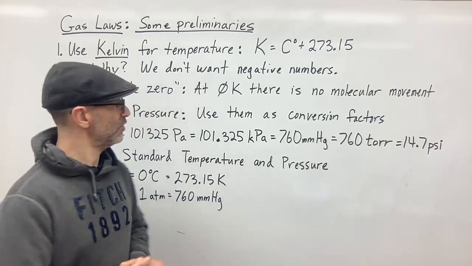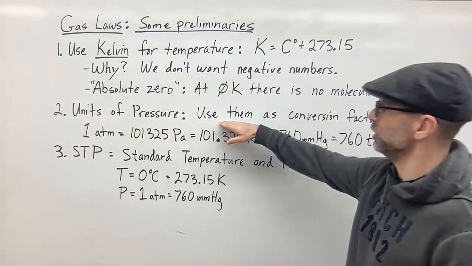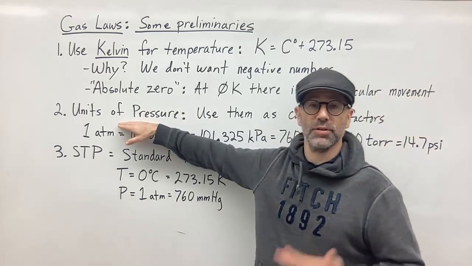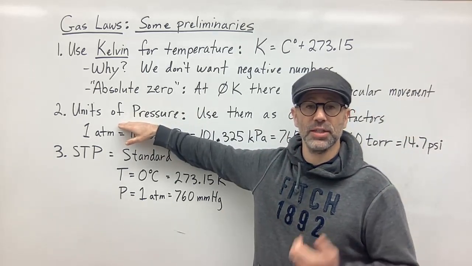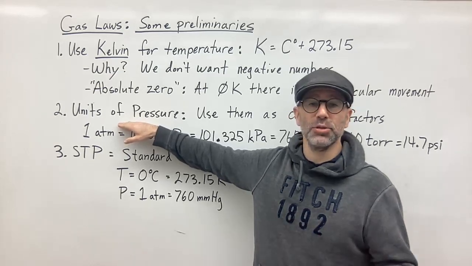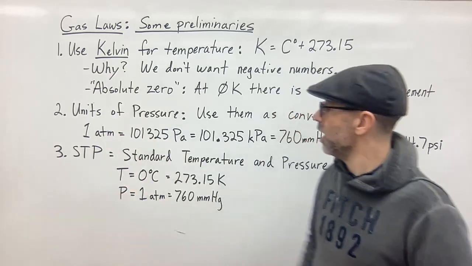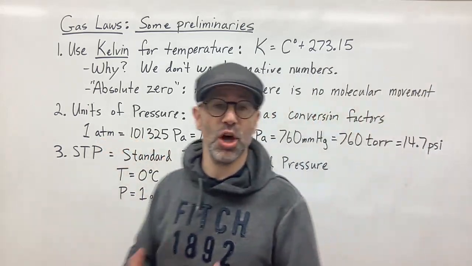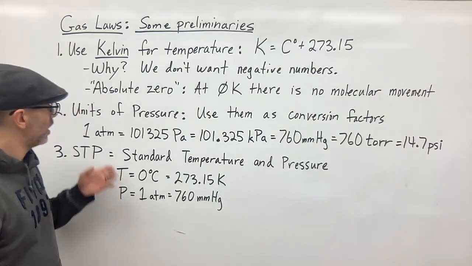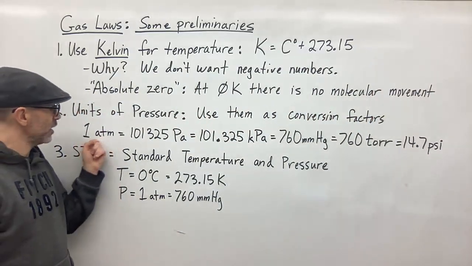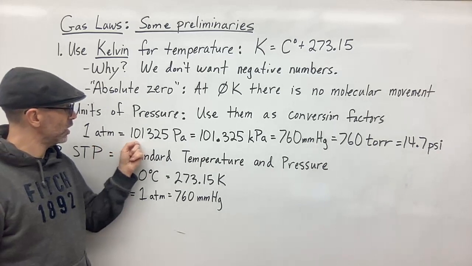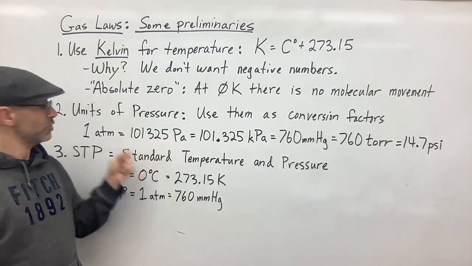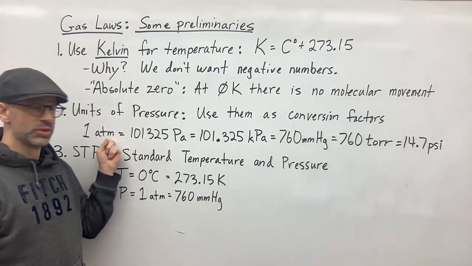Okay, the second thing is units of pressure. We need to use units of pressure for some of our gas laws, and so you need to know how to convert between certain units of pressure. So 1 atmosphere is equal to 101,325 pascals. You should be able to convert between those.